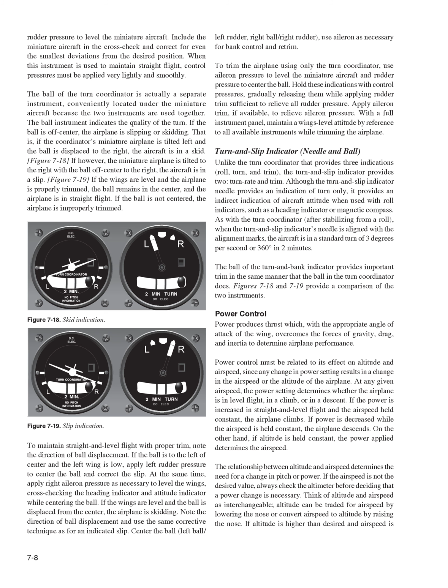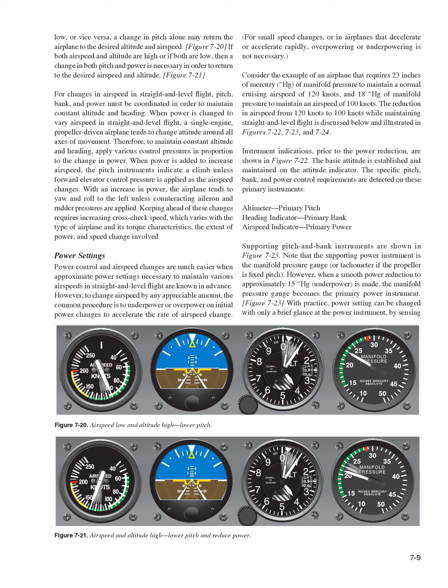If the airspeed is not the desired value, always check the altimeter before deciding that a power change is necessary. Think of altitude and airspeed as interchangeable. Altitude can be traded for airspeed by lowering the nose, or airspeed can be converted to altitude by raising the nose. If altitude is higher than desired and airspeed is low, or vice versa, a change in pitch alone may return the airplane to the desired altitude and airspeed.